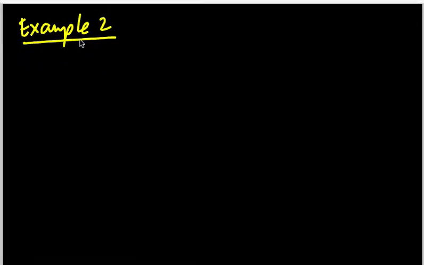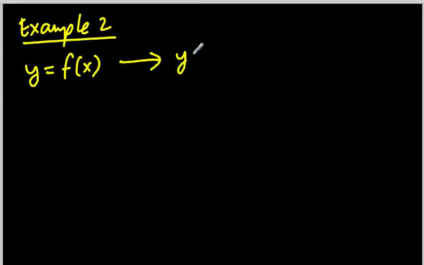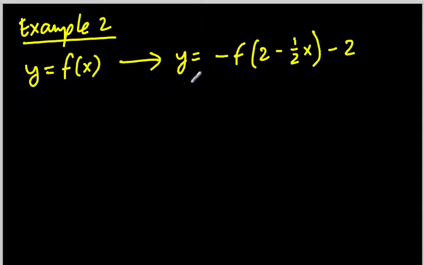All right, let's do one more example of transformations to make sure we understand all the concepts. Let's say, for example, I have some random function, y equals f of x, and I transform it to y equals negative f of 2 minus half of x minus 2. All right, so remember, step number 1 is to factor. Factor all the things that are inside of the f.